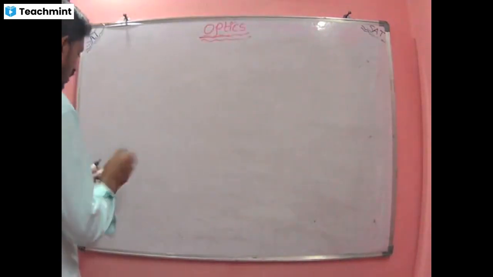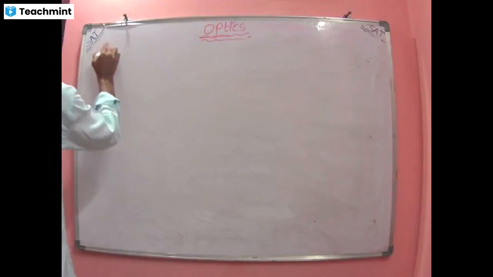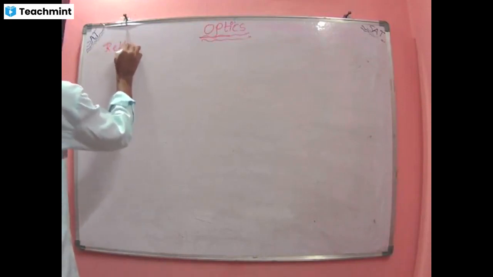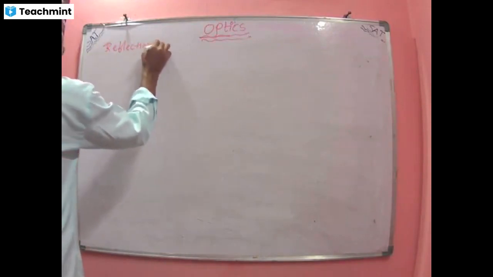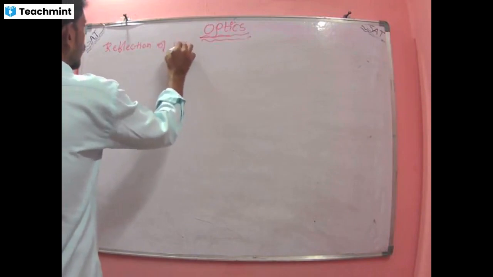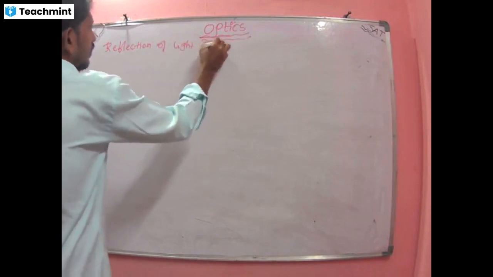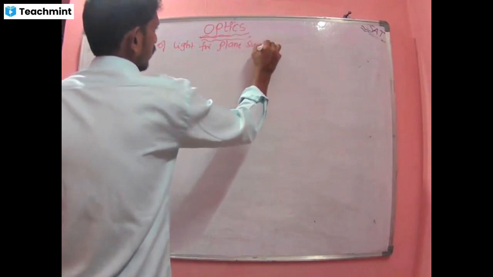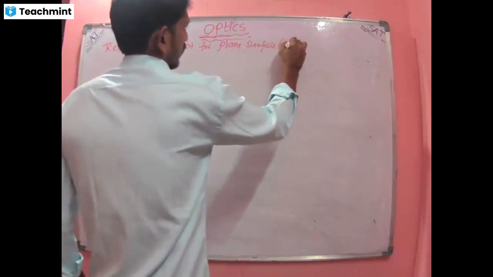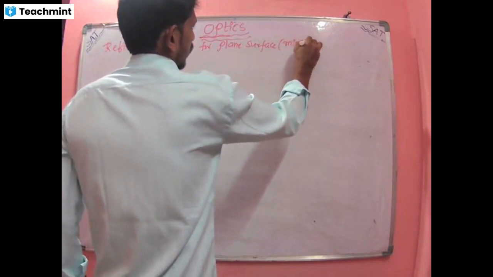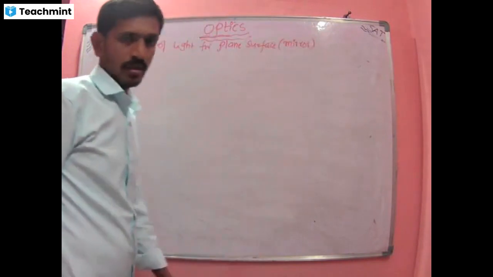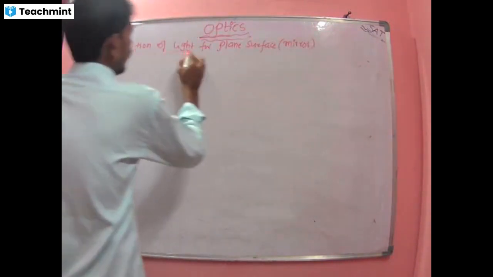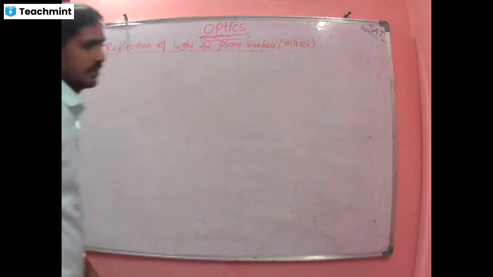Next, reflection of light. Reflection of light for plane surfaces. I want to discuss reflection of light for plane mirrors or plane surfaces. You can take a plane mirror. Reflection of light for a plane surface.